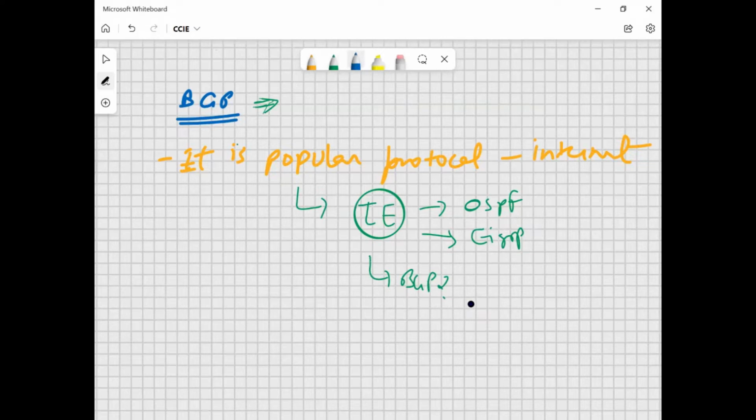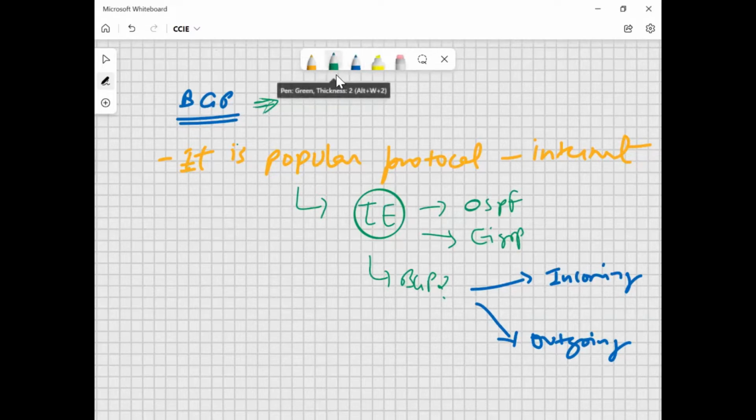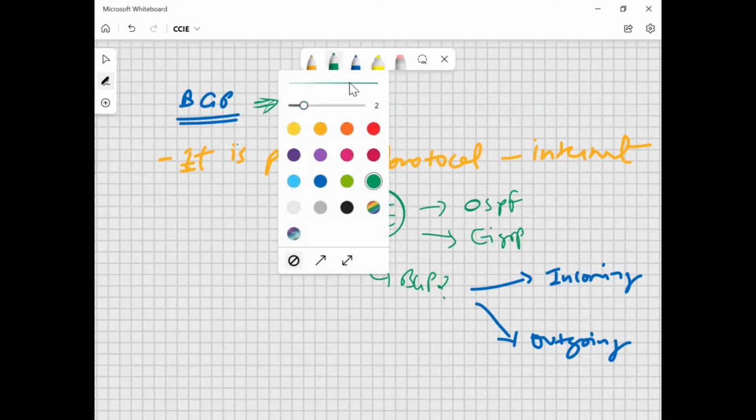Why BGP? The answer is, in those cases we can only do the manipulation or traffic engineering while traffic is going outgoing. But in BGP, either it is incoming traffic or outgoing traffic, we can modify both as per the attributes. This is an interview question. Yes, an important question, and with respect to your understanding also it is important.